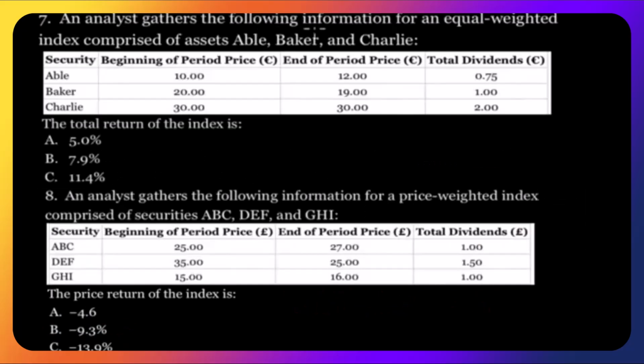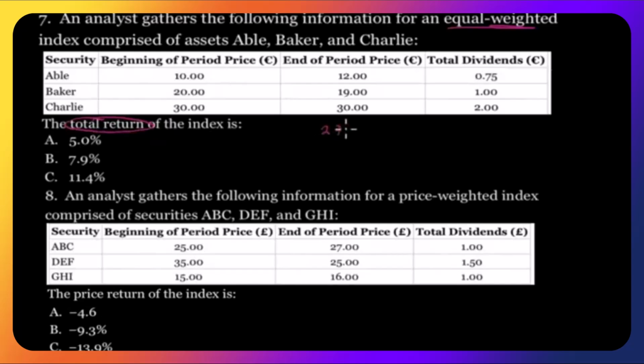An analyst gathers the following information for an equal weighted index comprised of assets Abel, Baker, and Charlie. This is the same thing we had on the last problem. Now we're looking for total return. Now we care about income. So all we have to do is just calculate what we have. What do we have? We have 10, 12, we have 2.75.